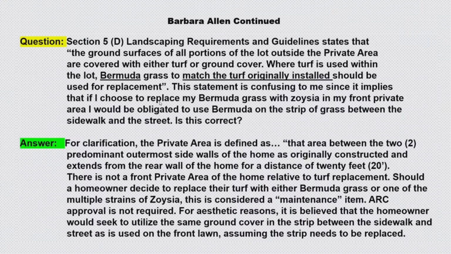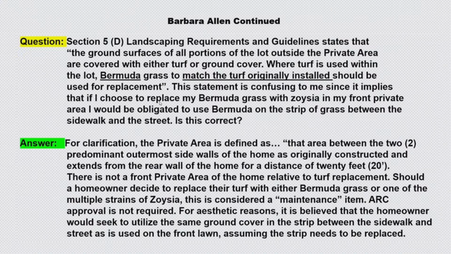Okay, section 5D, landscaping requirements and guidelines states the ground surfaces of all portions of the lot outside the private area are covered with either turf or ground cover. Where turf is used within a lot, Bermuda grass to match the turf originally installed should be used for replacement. This statement is confusing to me since it implies that if I choose to replace my Bermuda grass with Zoysia in my front private area, I would be obligated to use Bermuda on the strip of grass between the sidewalk and the street. Is that correct?